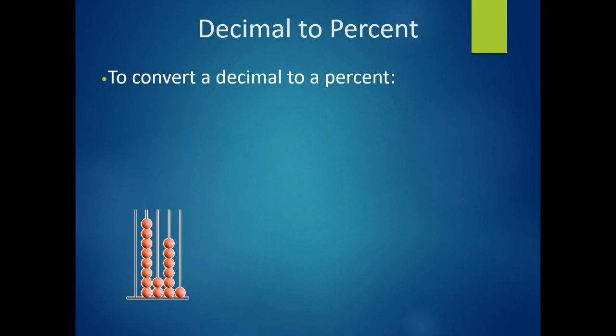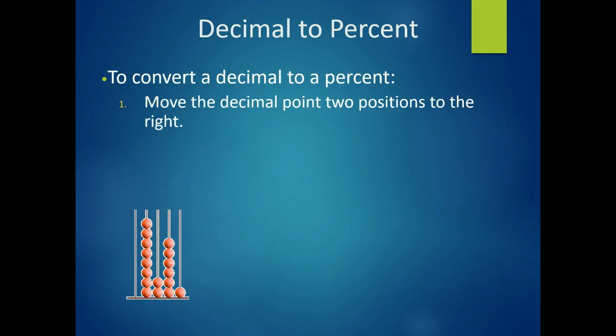To convert a decimal to a percent, we're going to follow two steps. The first, move the decimal point 2 positions to the right, and then add the percent symbol. Here we have 38 hundredths. We'll move the decimal 2 places to the right from its current position and add the percent symbol.